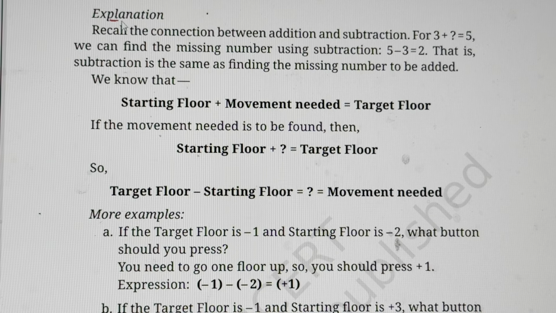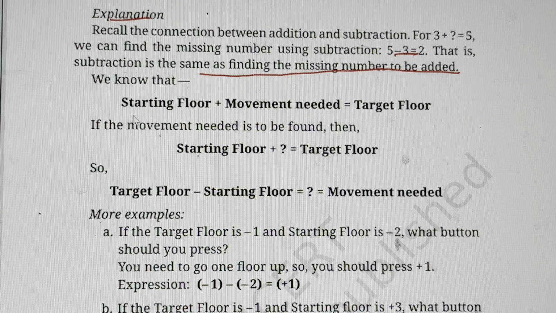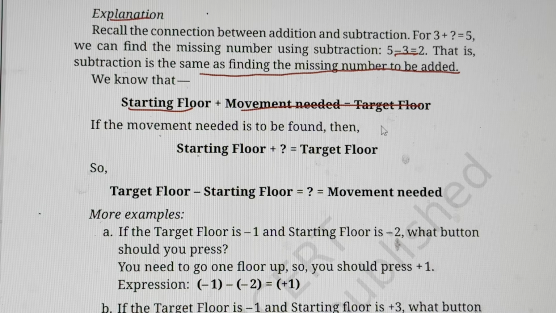Recall the connection between addition and subtraction, right? We just understood that 3 plus what gives you 5. So we can find the missing number by subtracting. 5 minus 3 is 2. That is, subtraction is same as finding the missing number to be added, right? So we know that we already did this earlier in addition, like starting floor plus the movement will give you the target floor. Now, if you want to find out the movement needed, what will we do? Starting floor plus what gives you target floor, right? Or target floor minus the starting floor gives you the movement needed.